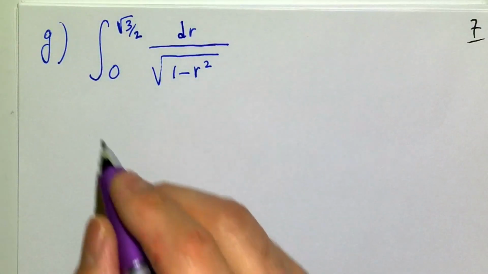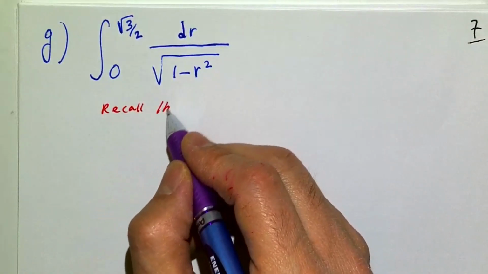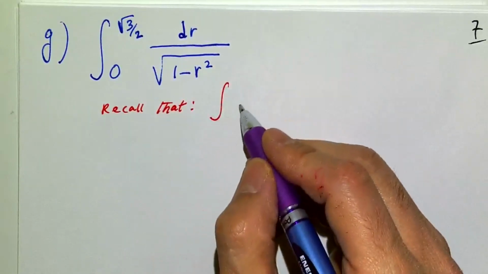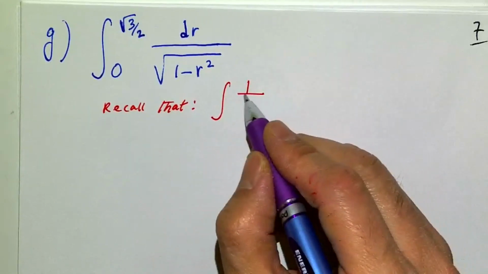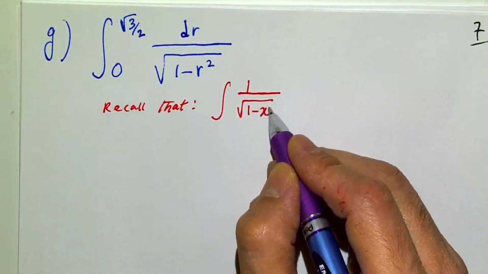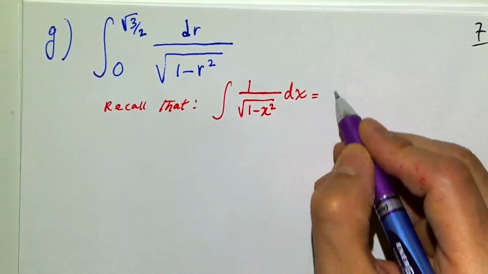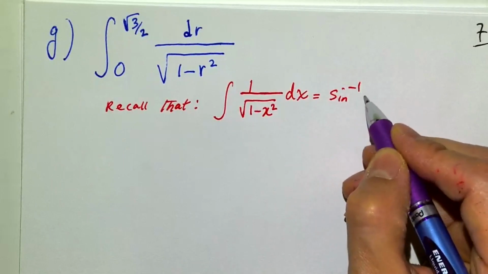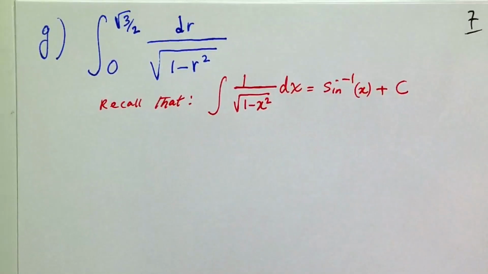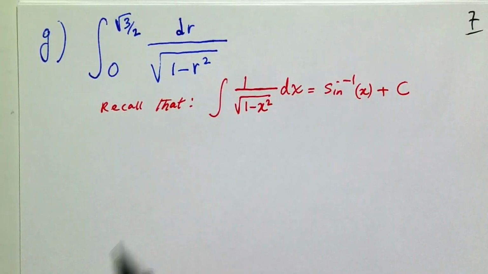So recall, I hope you paused before you see my solution. The integral of 1 over square root of 1 minus x squared dx equals inverse sine of x plus c for the indefinite integral. Of course, here we don't need this c. All right, so let's apply it.